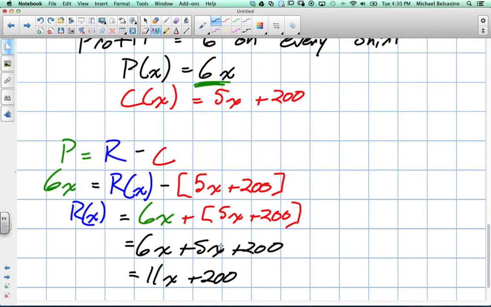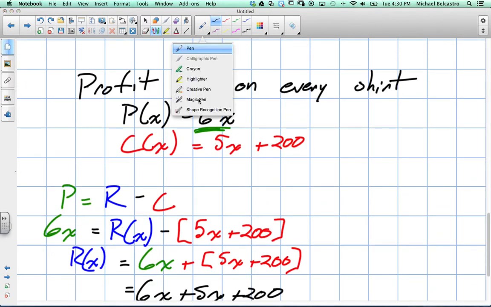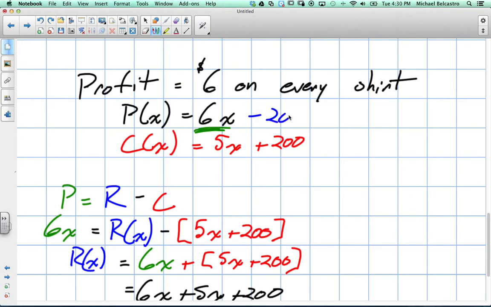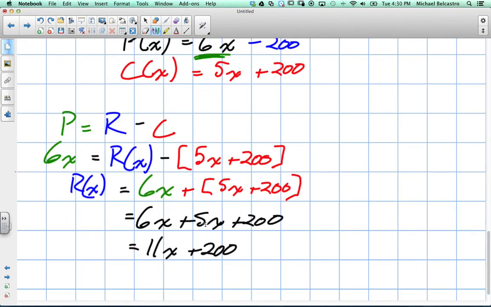So in other words, I guess I should have incorporated in the profit function the negative 200 that we know we're going to have to incur. What this is saying is we need to price our products at $11 per shirt, and we have to get a fixed cost of 200 to eliminate our original negative 200 cost.